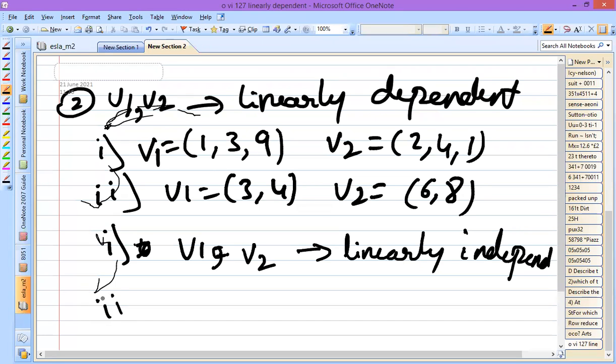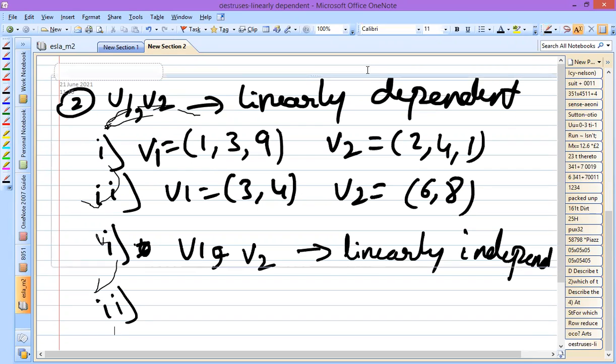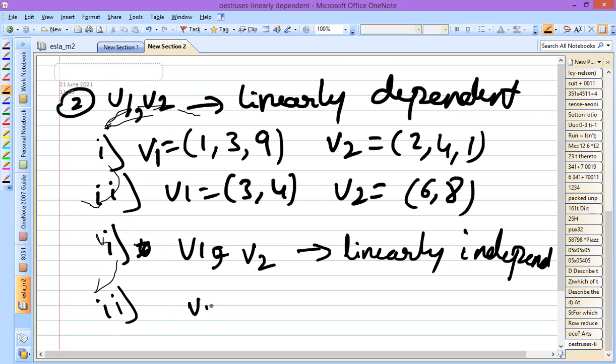When you come to the second case and observe the elements, V1 is (3, 4) and V2 is (6, 8). What is the dependency between V2 and V1? V2 is 2 times V1. 2 threes are 6, 2 fours are 8. Since V2 is twice V1, we can say that V1 and V2 are linearly dependent on each other.